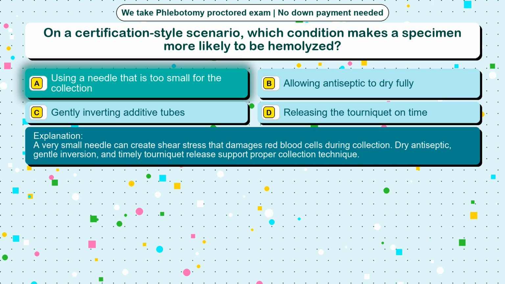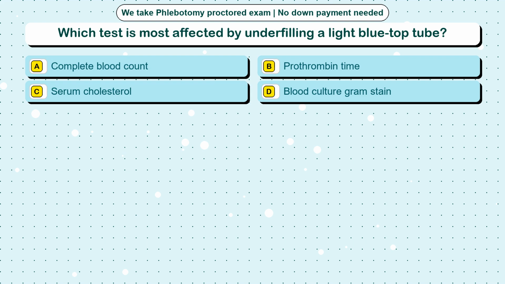A very small needle can create shear stress that damages red blood cells during collection. Dry antiseptic, gentle inversion, and timely tourniquet release support proper collection technique. Question 72. Which test is most affected by underfilling a light blue top tube? Option A, complete blood count.